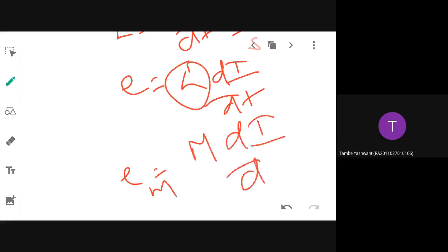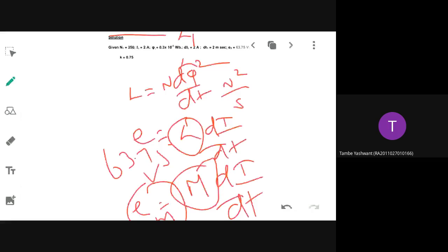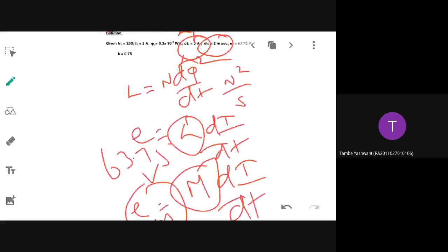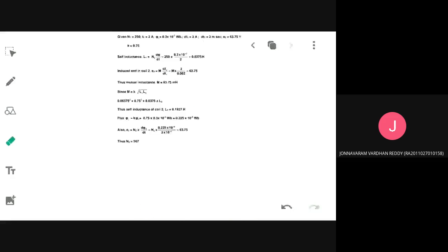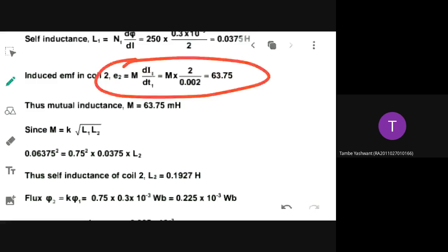You know the mutually induced EMF, I think, is 63.75 volts. The unknown factor is M that you want to find out. dI by dt is also known to you. dI is given to be 2 ampere. dt is 2 millisecond. You can solve for M using this formula. So solve it and tell me the answer.